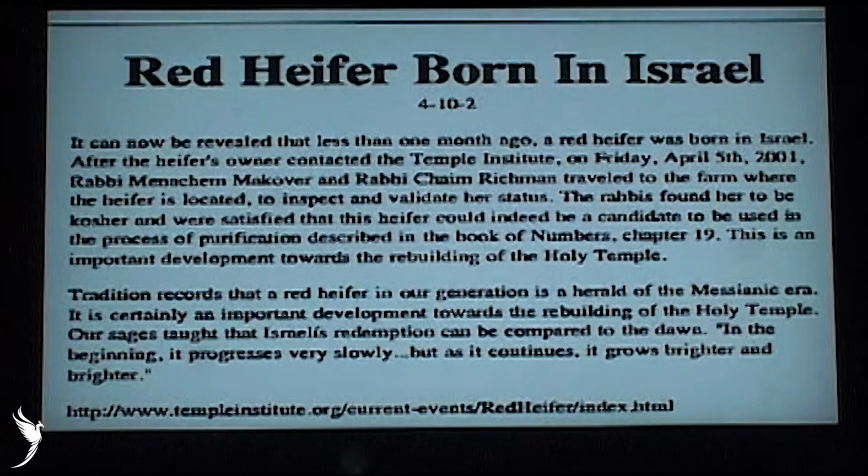And the second paragraph goes on to say that tradition records that a red heifer in our generation is the herald of the Messianic era. It is certainly an important development toward the rebuilding of the Holy Temple. Our ancient sages taught that Israel's redemption could be compared to the dawn. In the beginning, it progresses very slowly, but as it continues, it grows brighter and brighter.